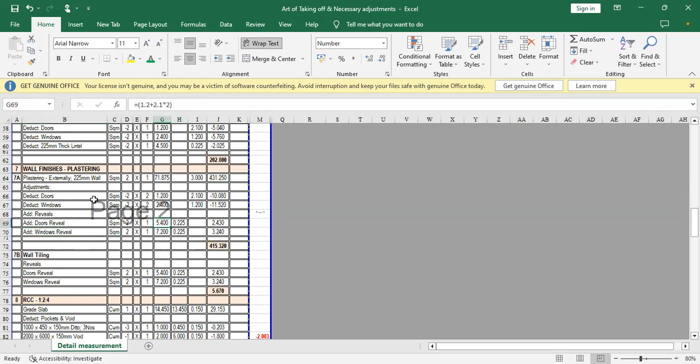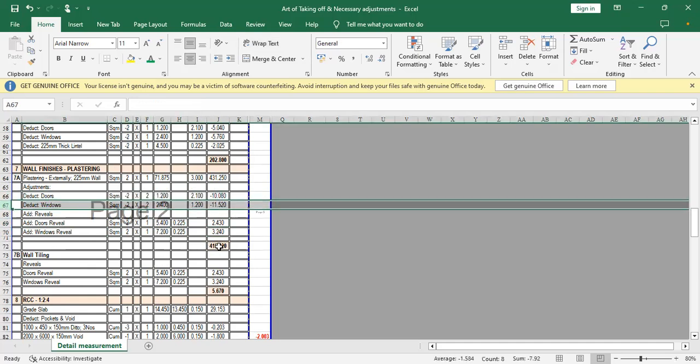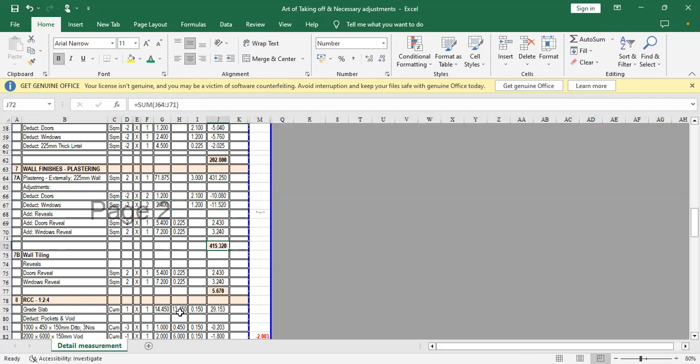So for the door reveal, we have 2.1, which is the height of the door in two places, plus the width of the door, it gives us 5.4. Then the width of the wall is 225 wall. So we multiply it to get the equivalent in square meter. So we had the reveal for doors and window, and we deduct the openings for doors and window. The net area for plastering will be 415.32 square meter.